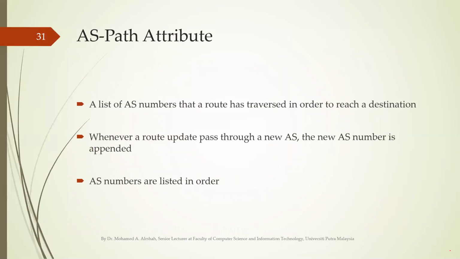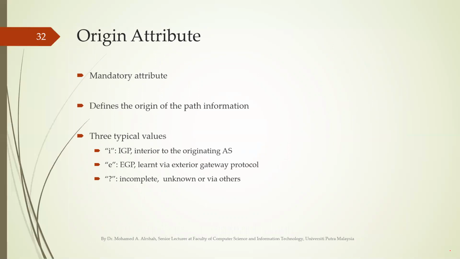Okay, that's all about the AS number, the AS path attribute. Then number 2 is the origin attribute. It's mandatory. It defines the origin of the path information. As I mentioned before, the path origin can be 3 types. It can be configured manually or static.